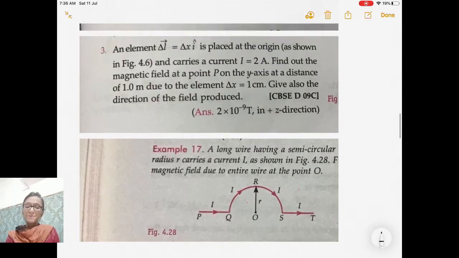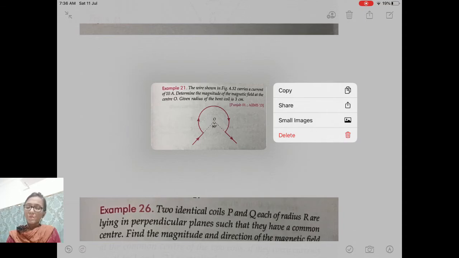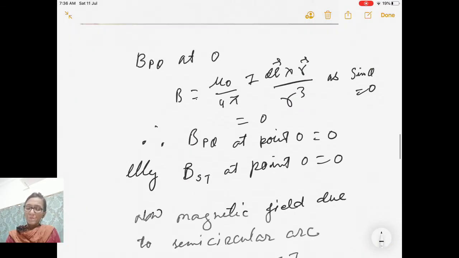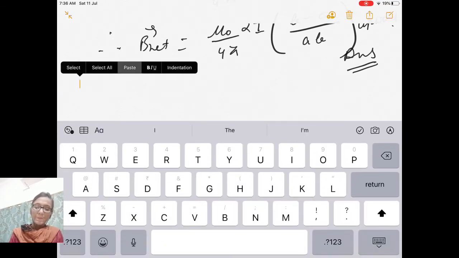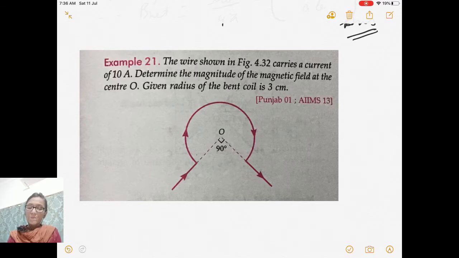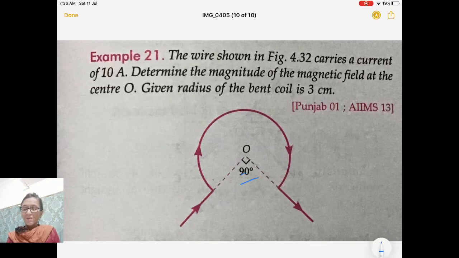Now next question. The wire shown in figure carries a current of 10 ampere. Determine the magnitude of magnetic field at center. Given radius of the bent coil is 3 centimeter. Okay. Here you have given 90 degree.